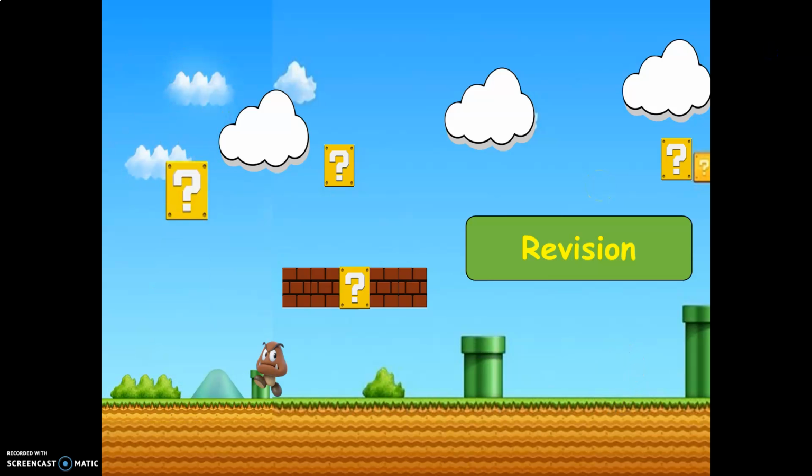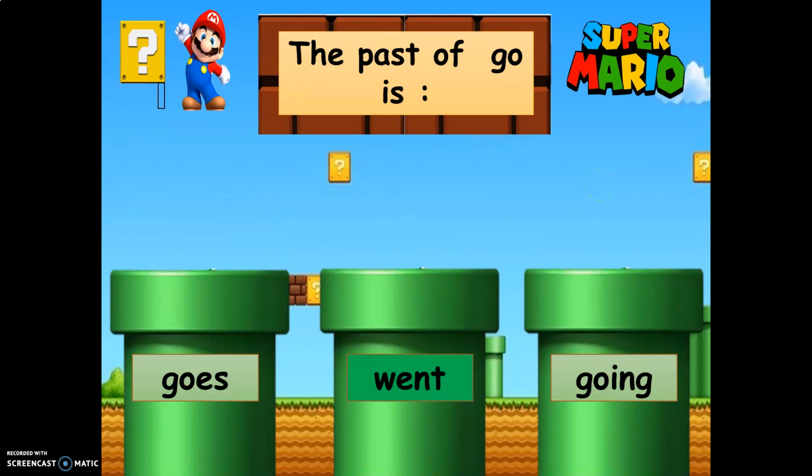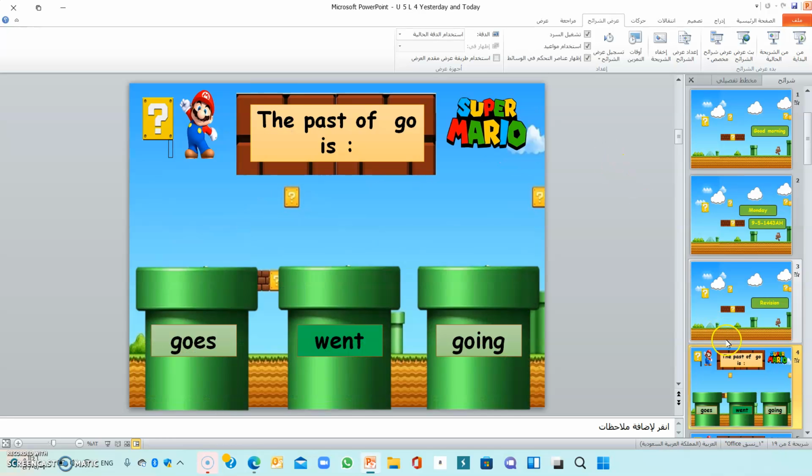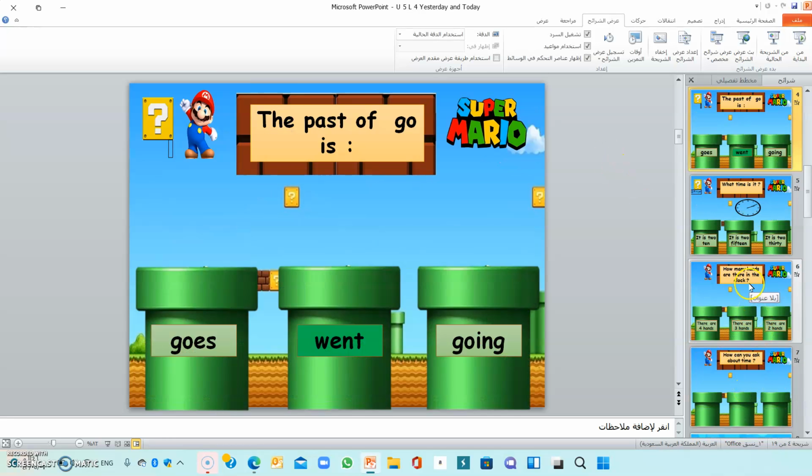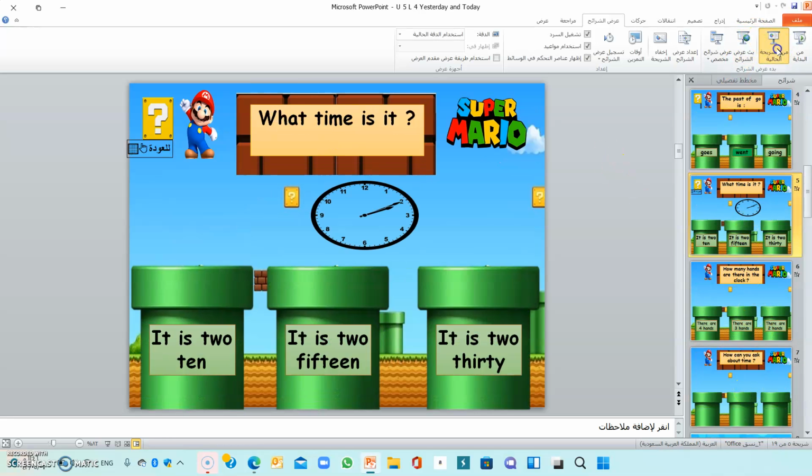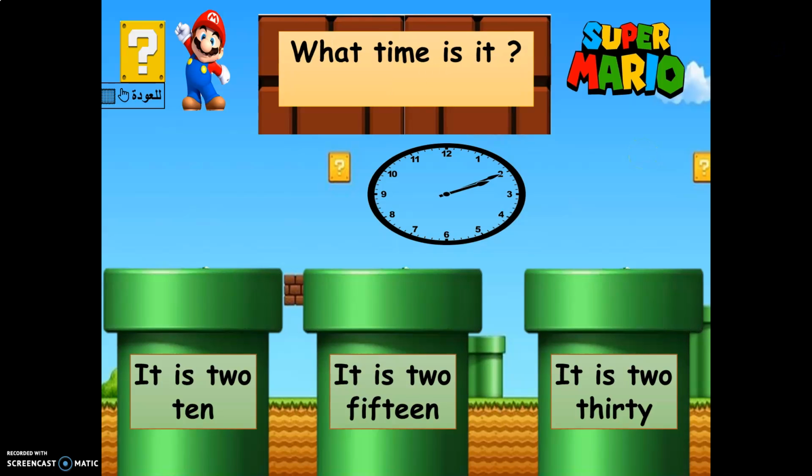Now, girls, we will take a quick revision and after that, we will start my own lesson for today, okay? First of all, girls, if I ask you, the past of go is goes, went, or going, of course, the past of go is went. What time is it? It is 2:10, it is 2:15, it is 2:30. Of course, the right answer is it is 2:10.